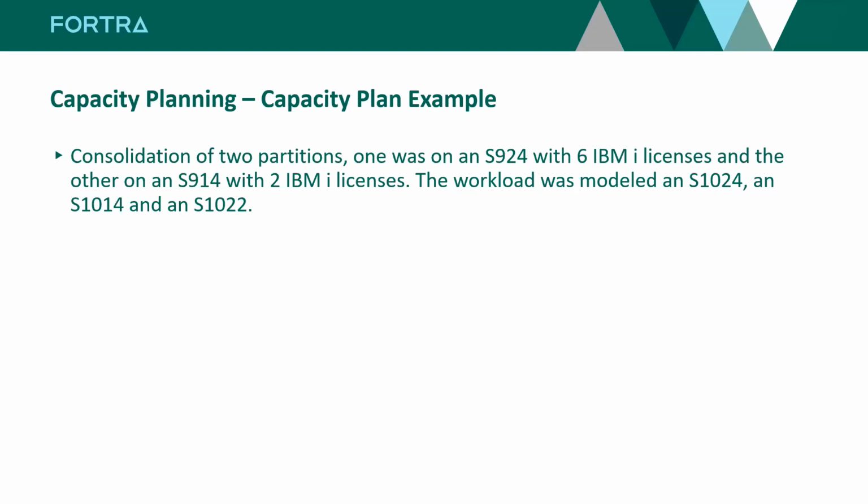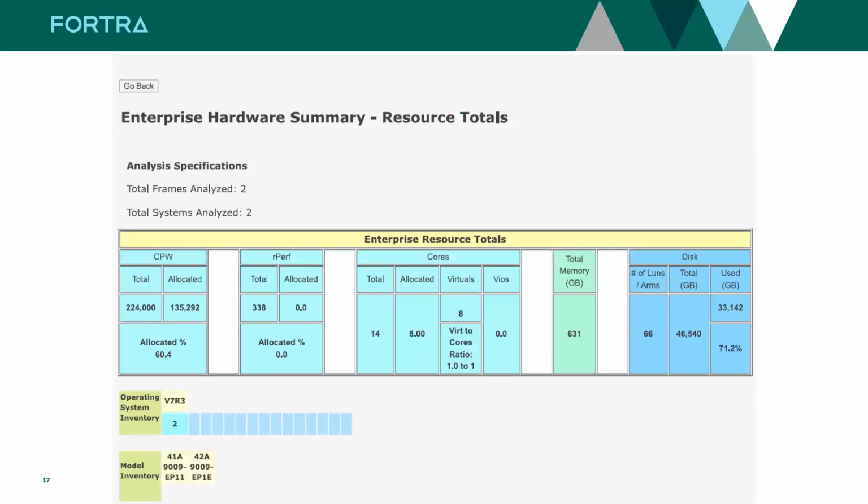So let's go look at this. By the way, this customer had one 1024 with 6 IBM i licenses, and the other one, which was a 914, with 2, right? So they had a total of 8 licenses, but again, there are transfer rules. And let's look at this. One of the things, this is a nice report, the hardware summary.